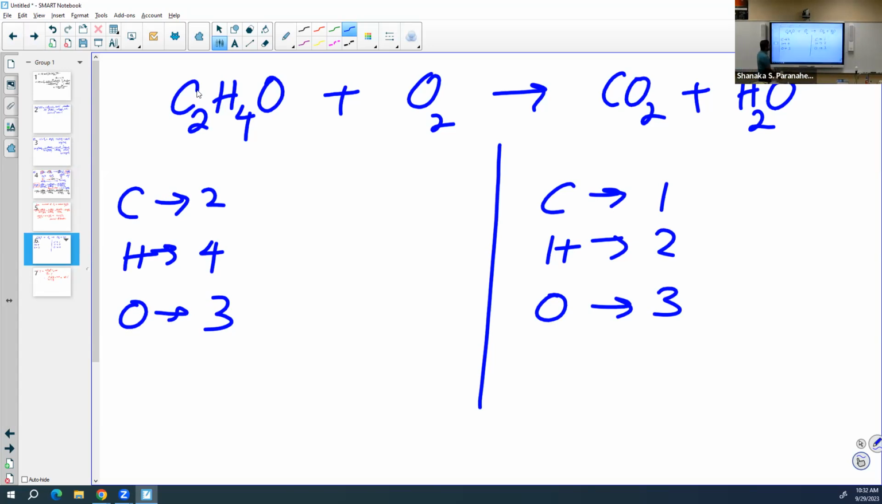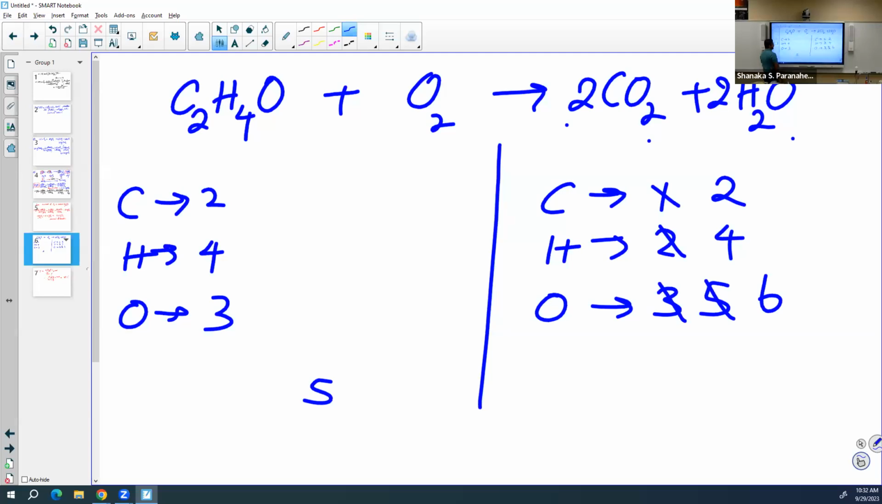So let's balance carbon, 2 versus 1. Update the number of carbon into 2. New number of oxygen: 2 times 2 is 4, 4 plus 1 is 5. Hydrogen 4 versus 2, so we have to change this one into 2. 2 times 2 is 4. New number of oxygen: 4 plus 2 is 6. So now we need 6 oxygen on this side. We already have 1 here, and we have to get the remaining, so 6 minus 1 is 5.